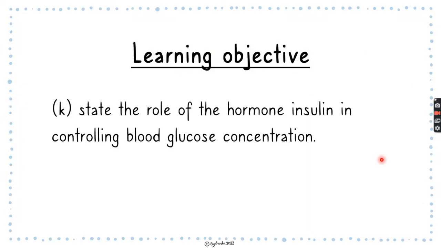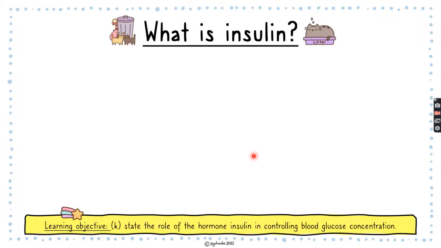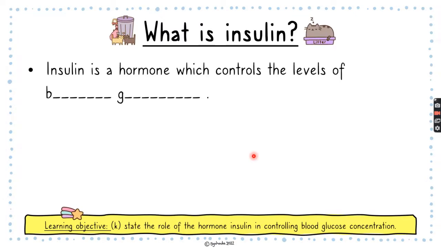All right. The next learning objective today, I think this will be our last learning objective today, is to state the role of the hormone insulin in controlling blood glucose concentration. What is insulin? Insulin is a hormone and it controls the level of blood glucose. What we mean by blood glucose is the amount or the level of glucose that you can find in your blood.